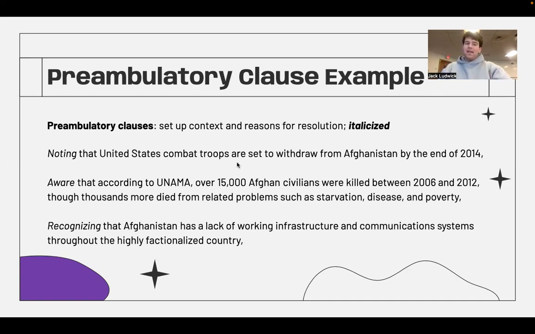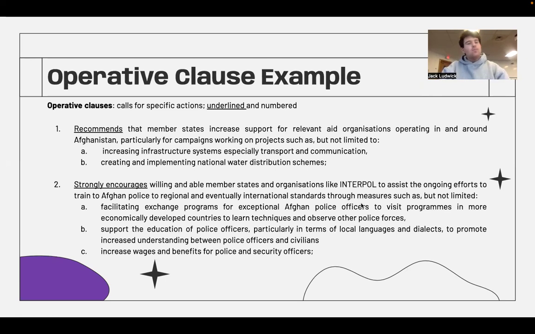Usually, you will have the same number of preambulatory clauses as you do major operative clauses. So if you have five big sections that you're addressing with your operative clauses, you should have five preambulatory clauses that are related to those operative clauses. And then operative clauses. These call for specific actions to be taken.